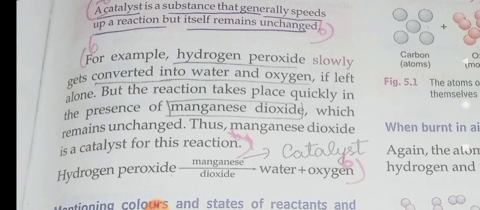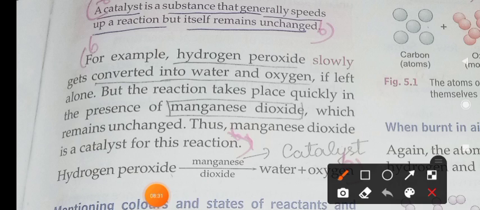For example, hydrogen peroxide slowly gets converted into water and oxygen if left alone. But the reaction takes place quickly in the presence of manganese dioxide, which remains unchanged. Thus, manganese dioxide is a catalyst for this reaction. Do you understand? Hydrogen peroxide slowly converts into water and oxygen, but you can speed up the reaction by adding manganese dioxide. So manganese dioxide is called a catalyst, but it will not be involved in this reaction. That's the most important point you have to remember.